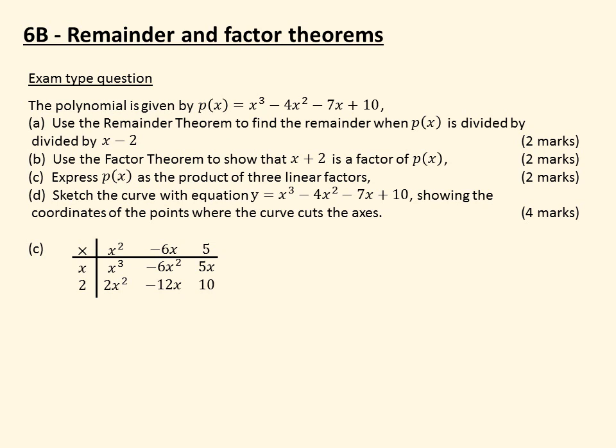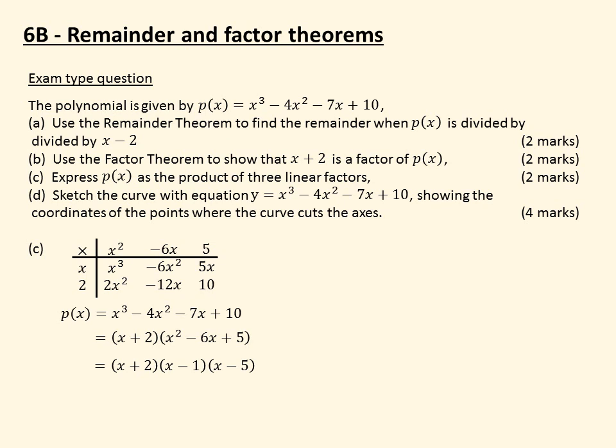Now that we've split it up into a linear term and a quadratic, we should be able to factorise the quadratic. Two numbers that multiply to 5 but add up to minus 6. So that's minus 1 and minus 5.